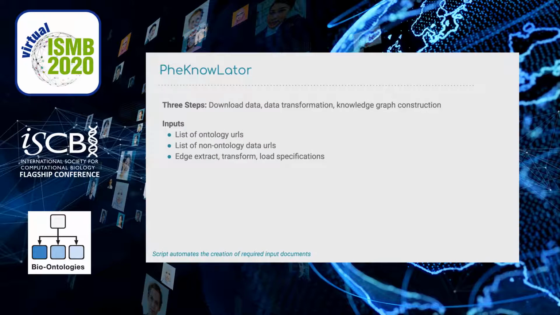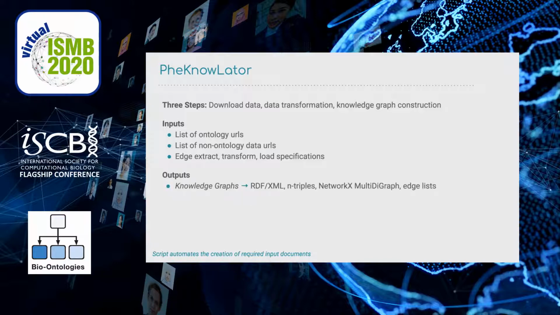To complete these steps, Phenolator requires 3 input documents: a list of ontology URLs, a list of non-ontology URLs, and a file with ETL instructions including needed filtering and/or identifier mapping. To make this process easier, we provide a script that automatically creates these documents for a user.